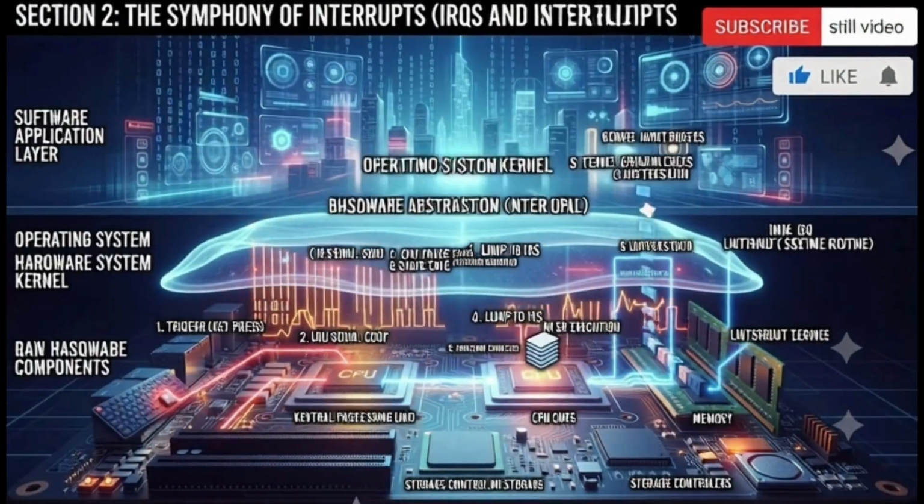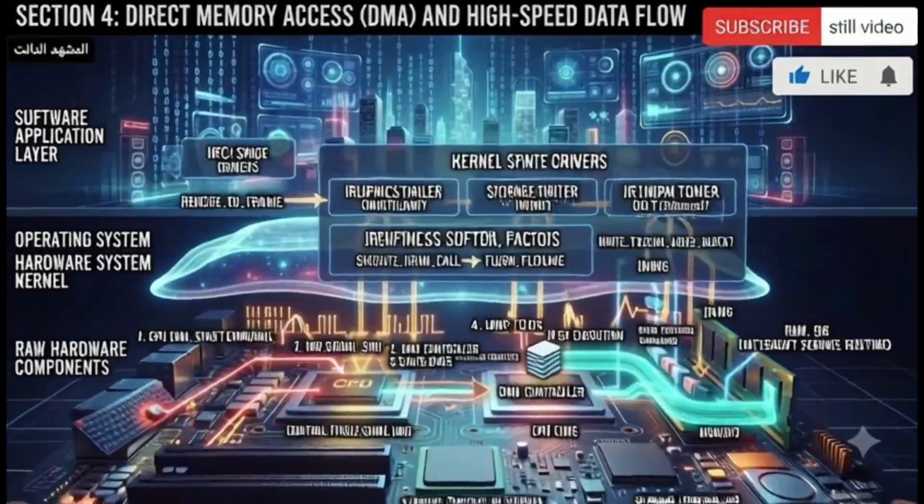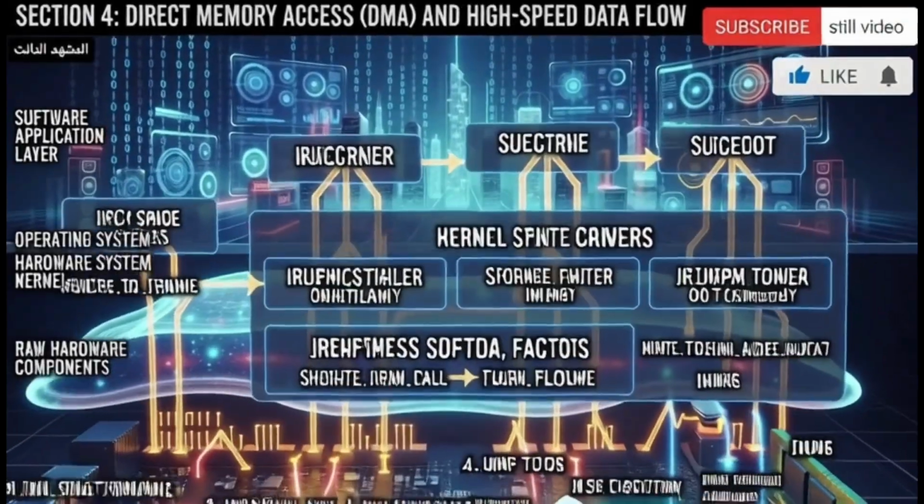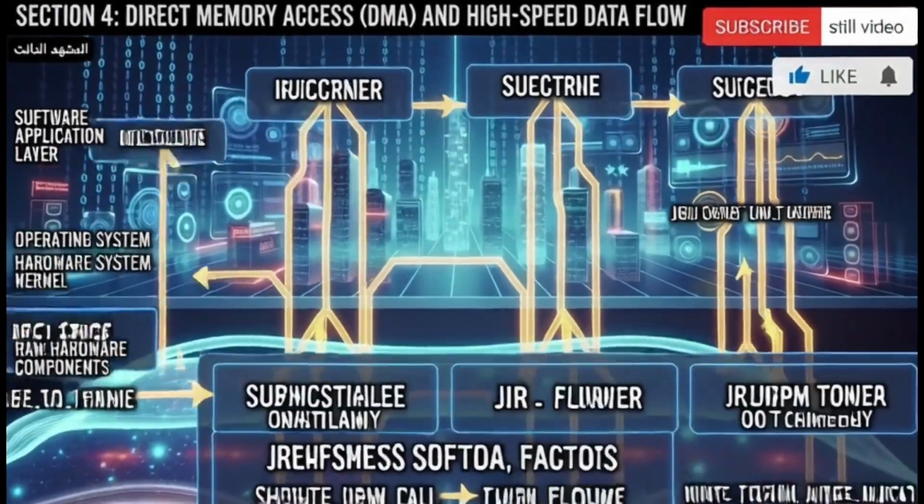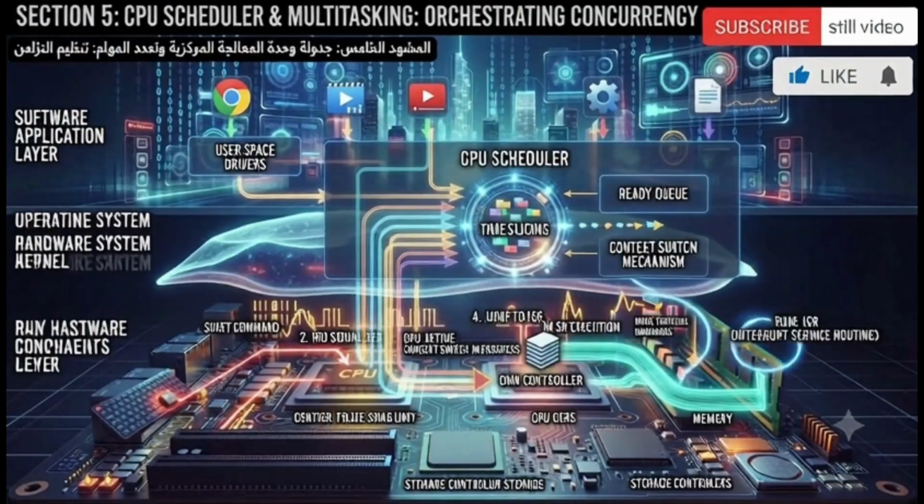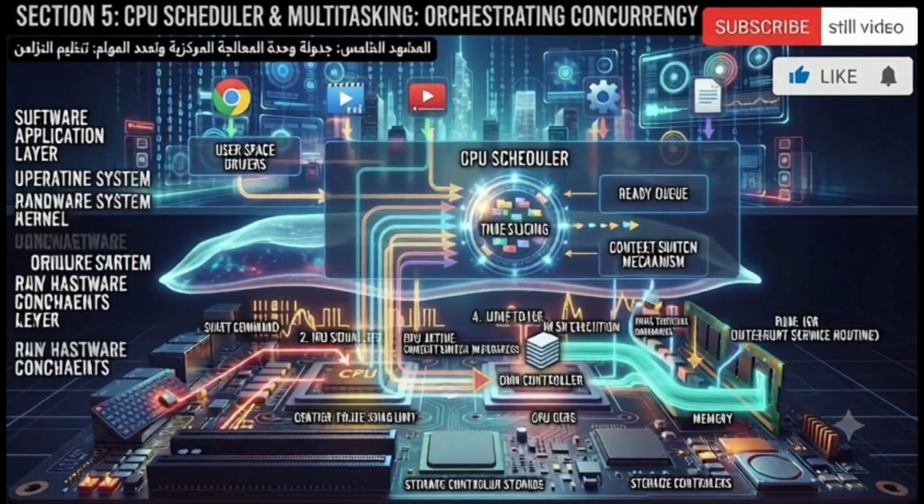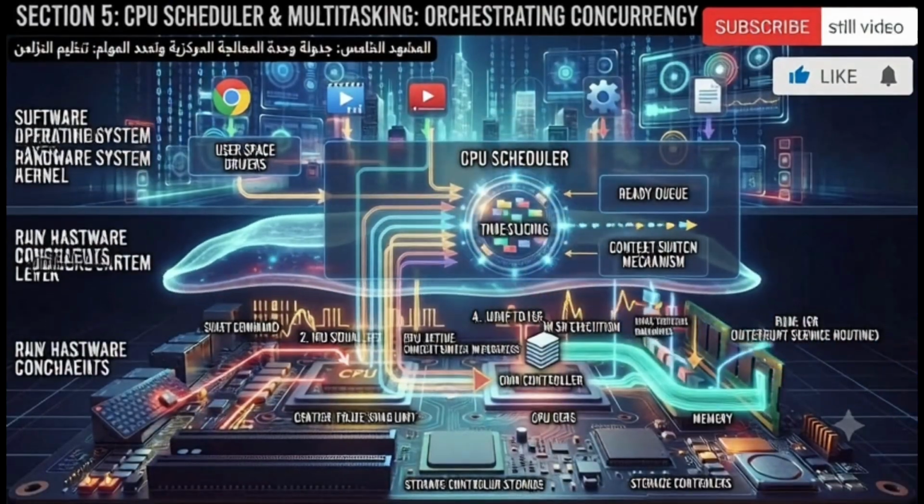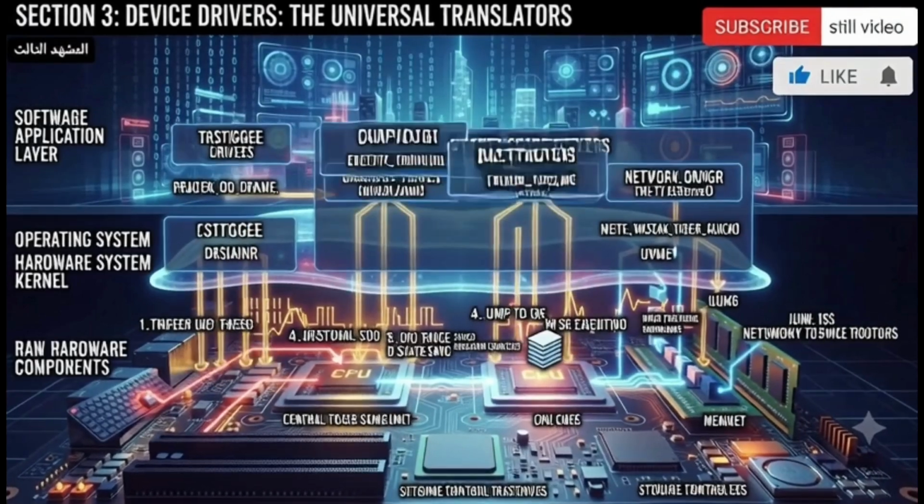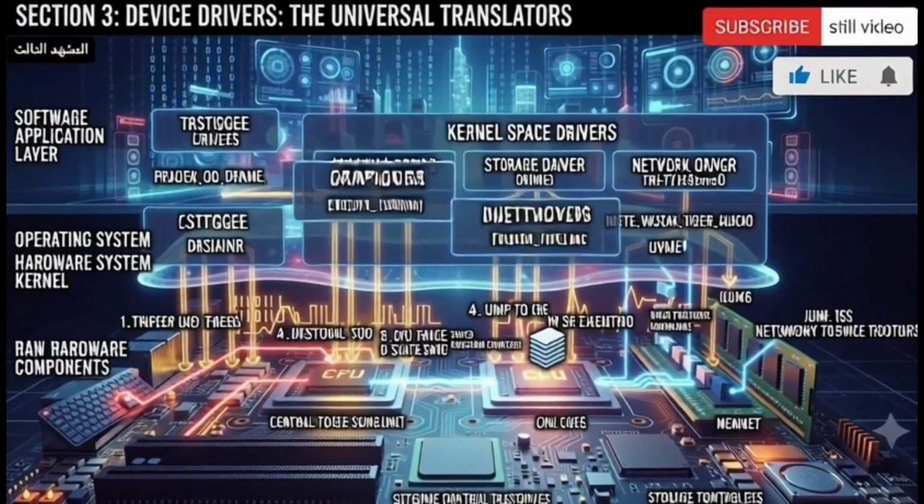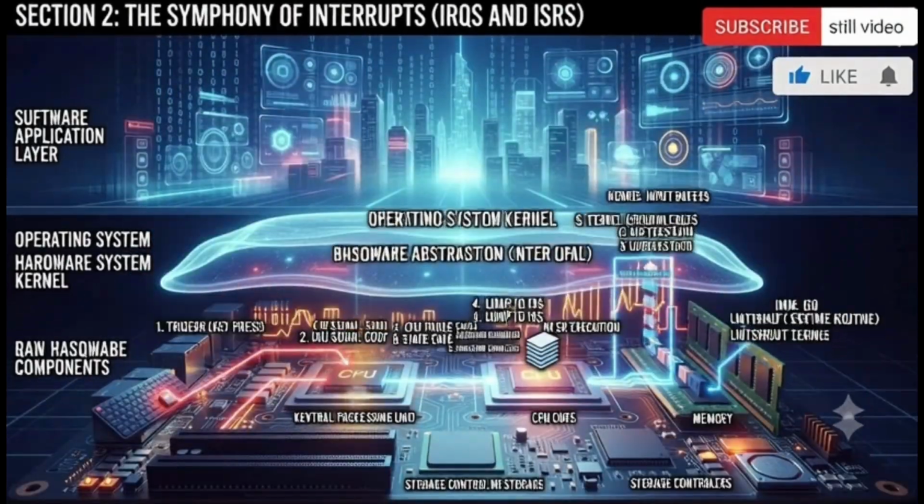2. The symphony of interrupts, IRQs, and ISRs. How does the CPU know when a hardware component needs its attention? Instead of constantly checking or polling every device, which would waste massive amounts of processing power, the system relies on an event-driven mechanism called interrupt requests, IRQs.